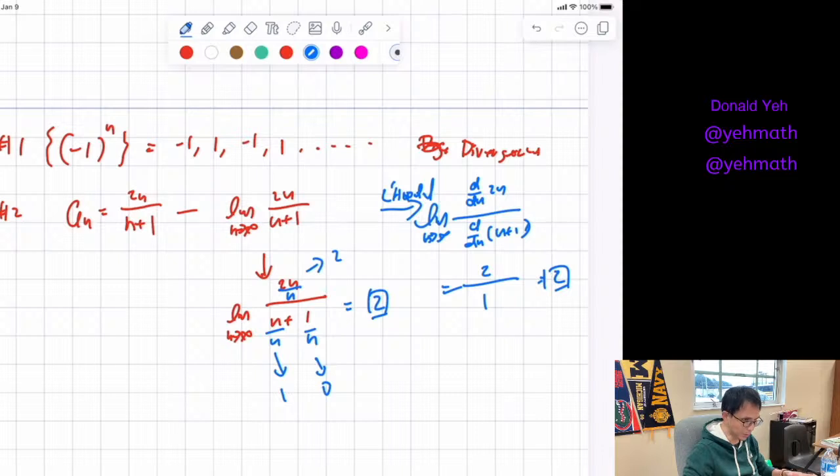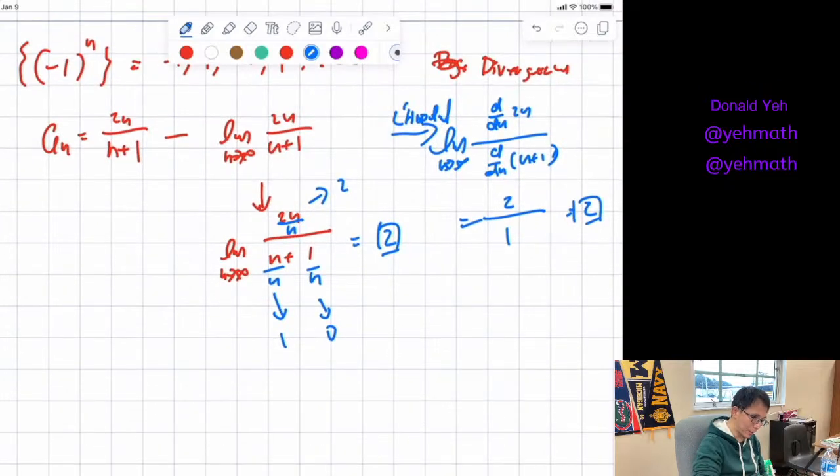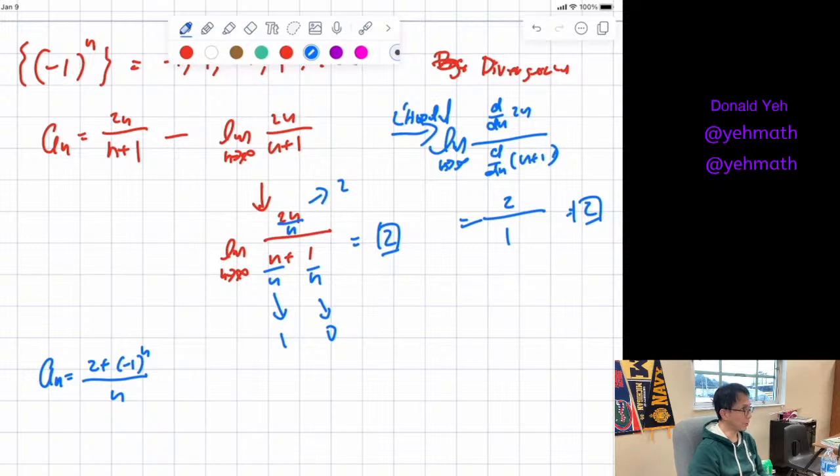Let's talk about this one. It's actually interesting. The third case is 2 plus (-1)^n over n. I have a_n equal to this. Does the limit of this sequence converge or diverge?